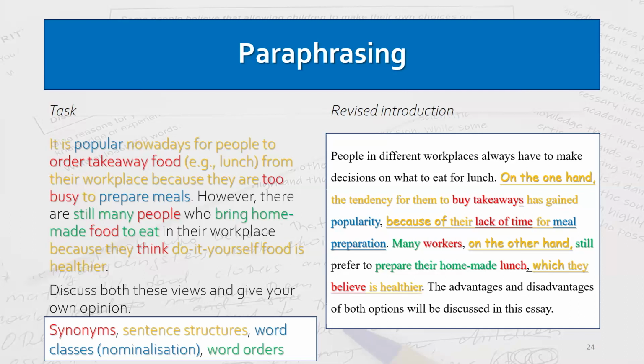I'm also playing with the word order. One example would be in the task, bring homemade food to eat. I changed the word order by shortening it, and in my own version, you can see I've used prepare their homemade lunch. Okay, so this is an example of playing with word order. I can send you these slides after the workshop for you to study. And if you have questions, you can always approach me by email.